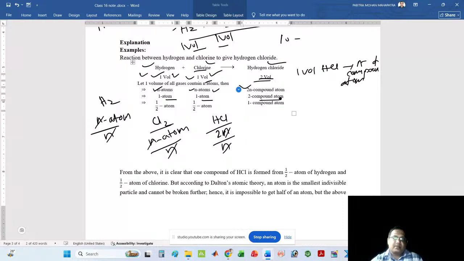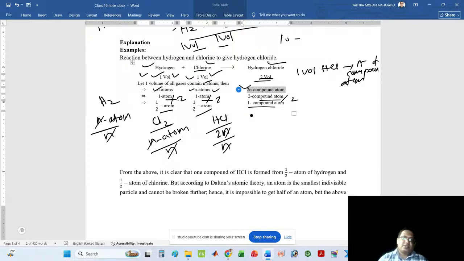If you think about taking half an atom, suppose again I divide by 2. Here I can divide one atom by 2, here also one atom by 2, and here two compound atoms divided by 2. You divide every species by 2. Then you can write half an atom of hydrogen plus half an atom of chlorine gives you one compound atom.